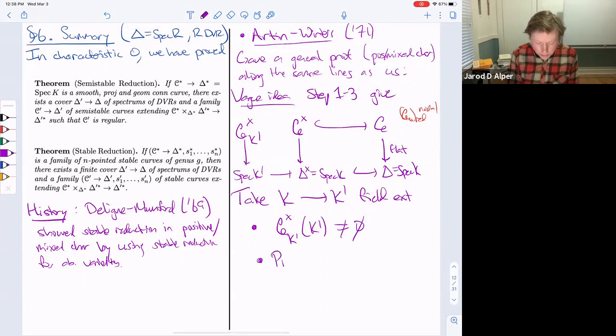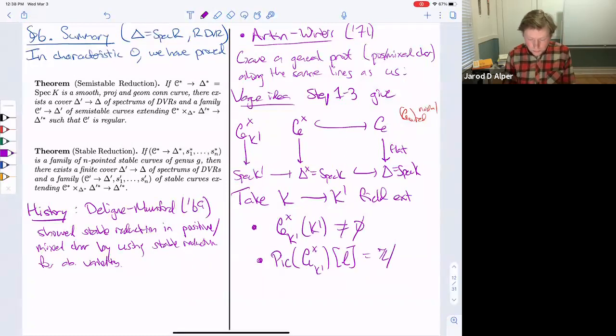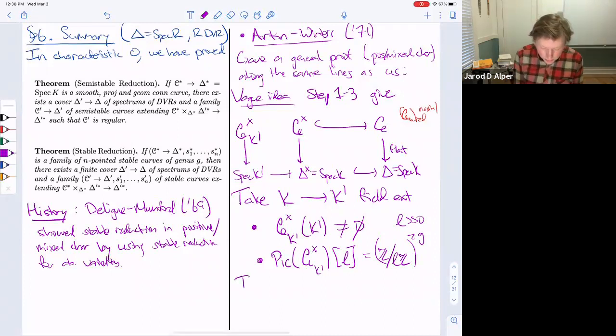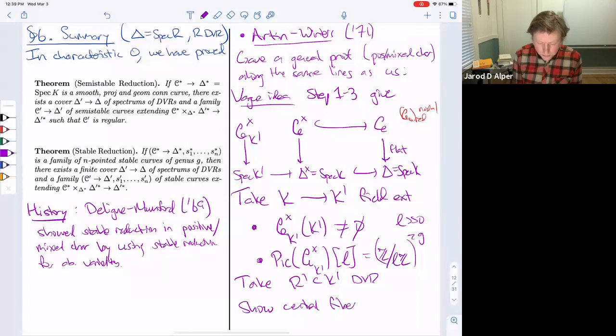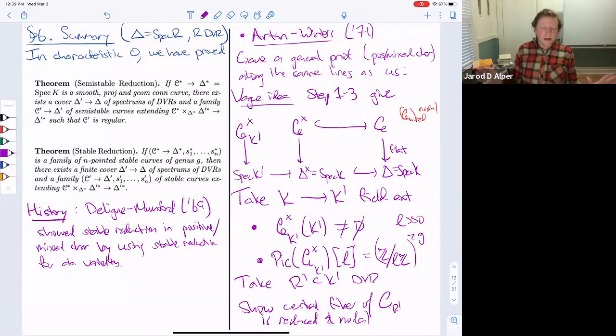And maybe more importantly, that you can arrange that the Picard group's L-torsion, for a large enough prime L, is just 2g copies of Z mod LZ for L sufficiently big. In particular, you want it to be distinct from the characteristic of the residue field. And then you take a DVR, R prime, and you somehow magically show that this process works, that the central fiber of C over R prime is reduced and nodal. I think this is a vast oversimplification, and I'm not an expert enough. I haven't worked through the details, but that's my vague understanding. But yeah, I'd like to just conclude on that note, and we have time for a discussion today.